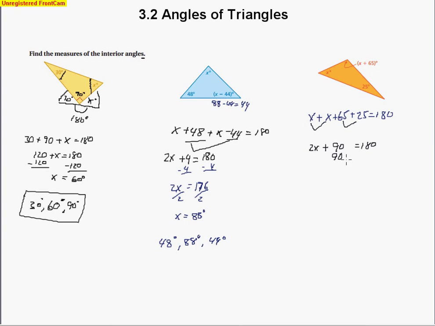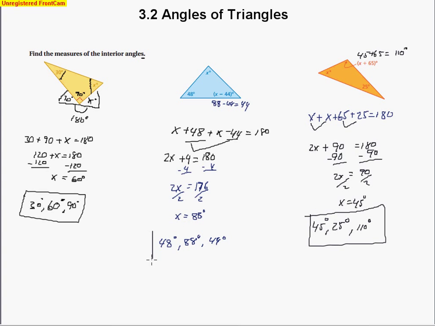So I'll subtract the 90 from the 180, and that leaves me with 90 equals 2x. So when I divide by 2, I end up getting x equals 45 degrees. So I know that I've got a 45 degree angle, I've got a 25 degree angle, and when I add the 45 and the 65, that ends up giving me 110 degrees. So a 110 degree angle. So 45, 25, and 110.